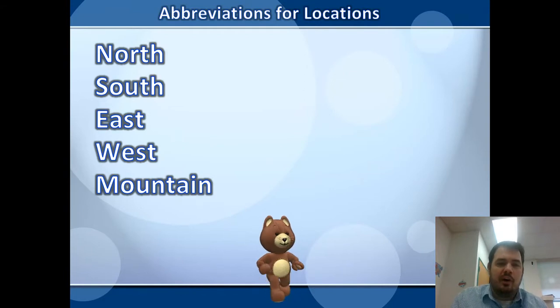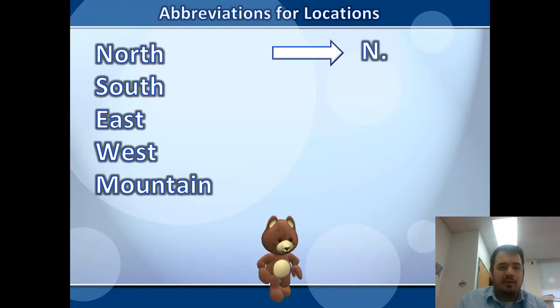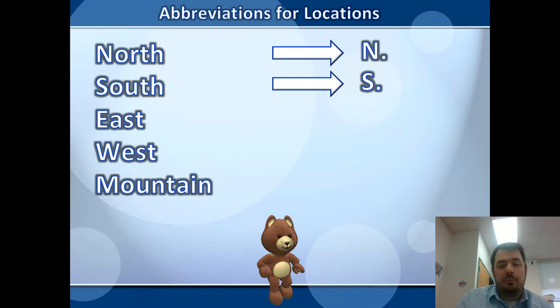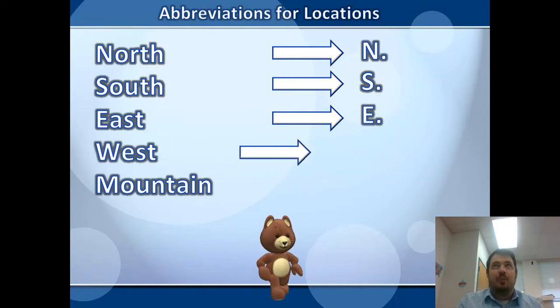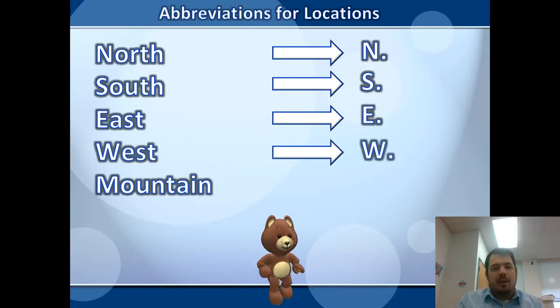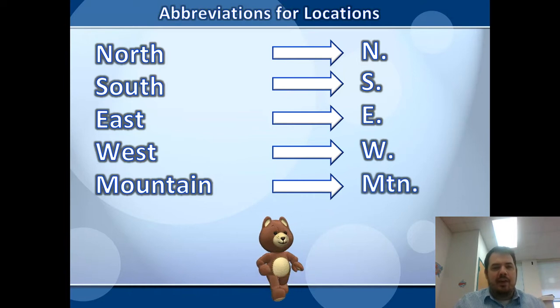Okay, these ones are for directions and for locations. So north is just a capital N, south is a capital S with period at the end. What do you think east and west will be? I think you can get this one. Yeah, east is a capital E period, and west is a capital W period. Mountain, we don't use a whole lot because we don't really live near very many mountains, but mountain is capital MTN period. That is used a lot in places that obviously have mountains, like on the west coast of the country.